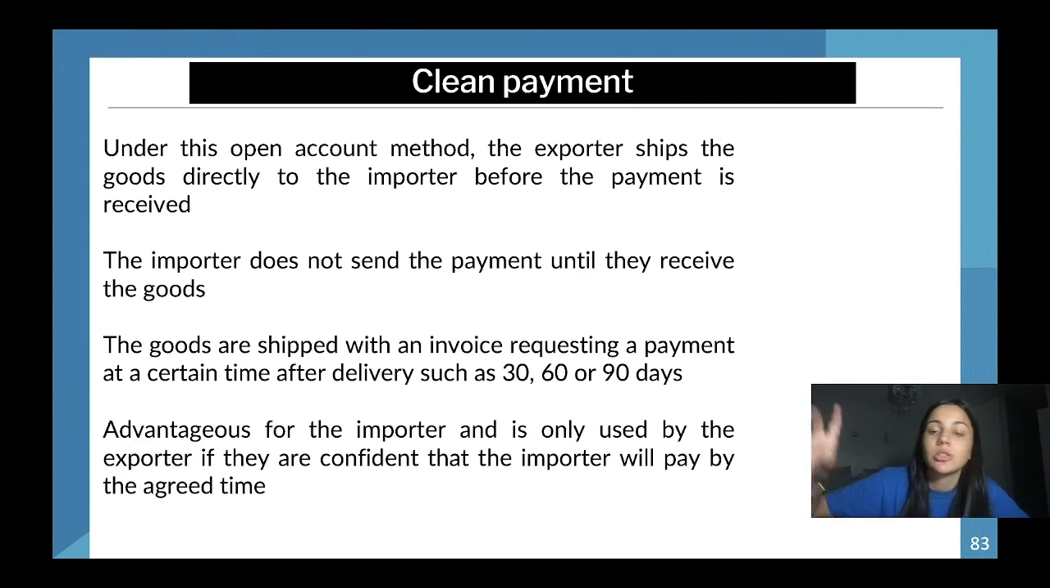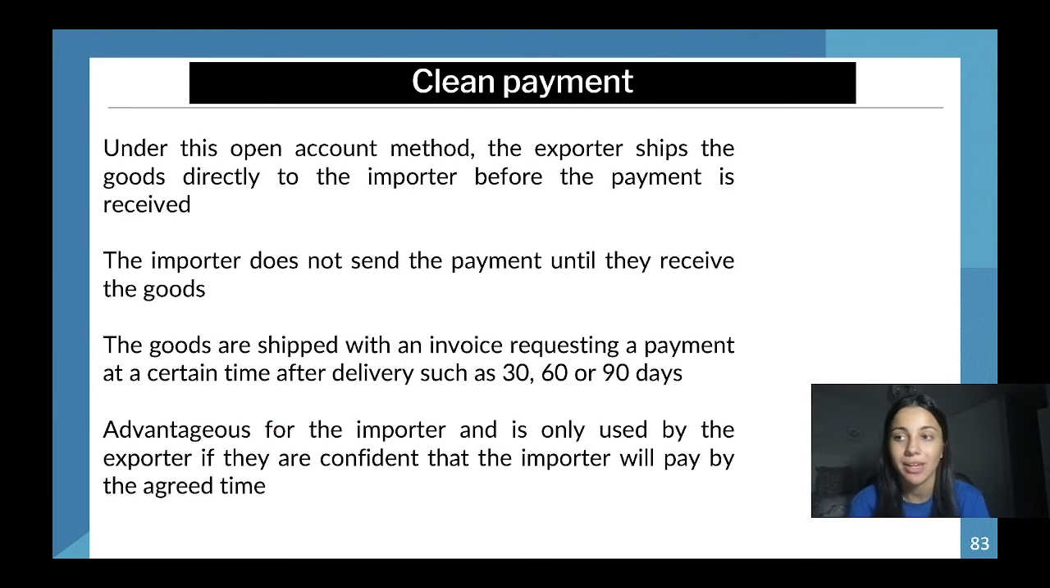So for clean payment, the exporter, that company from Singapore, is sending me my clothes first and then they get their payment. So I'm getting my clothes first and then I'm going to send them the payment. The importer, so I'm not going to pay them until I receive my goods. And on top of that, the exporter is requesting an invoice and they're going to give me 30, 60 or 90 days to pay that back. That's really great for me because I get my product first. I get to make sure it gets here on time and it's the order that I ordered, and then I'm secure with it. And I'm like, okay, I'll pay for it.